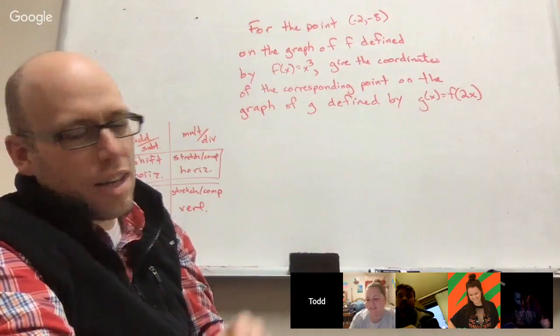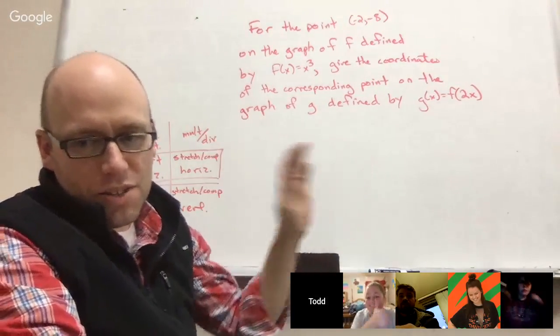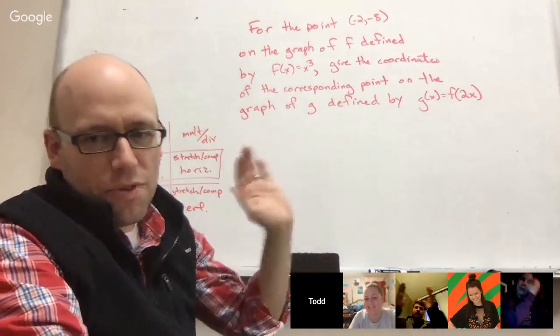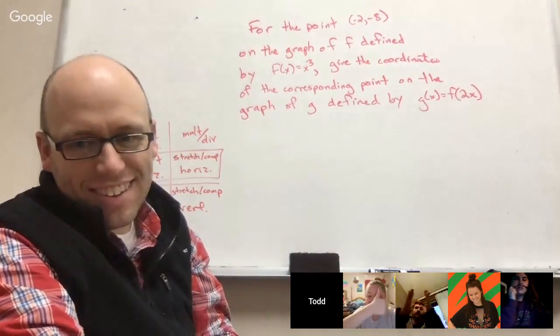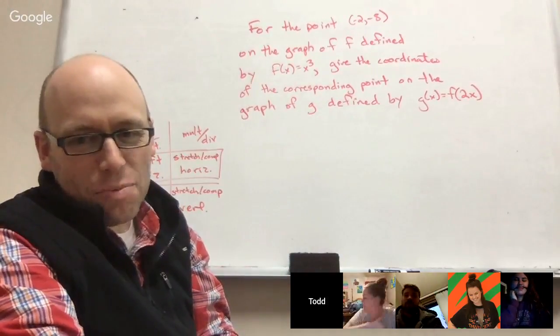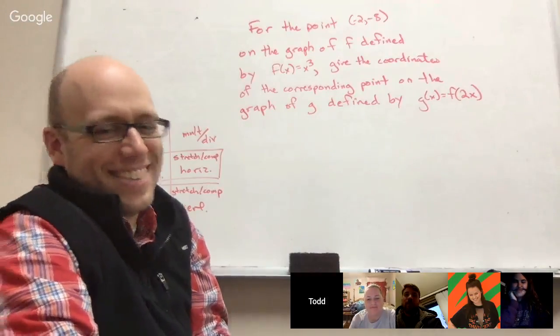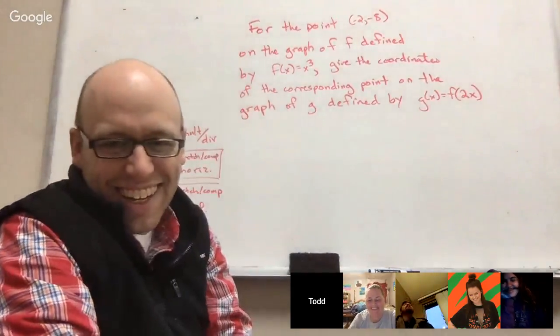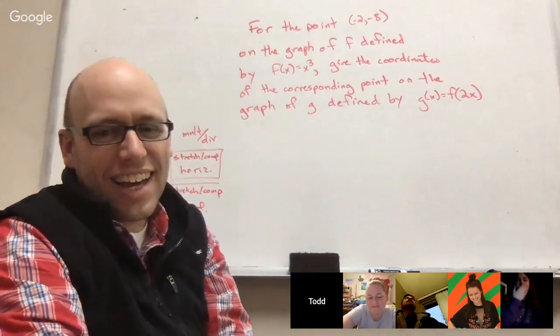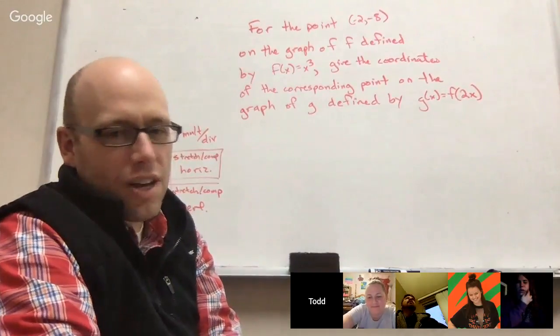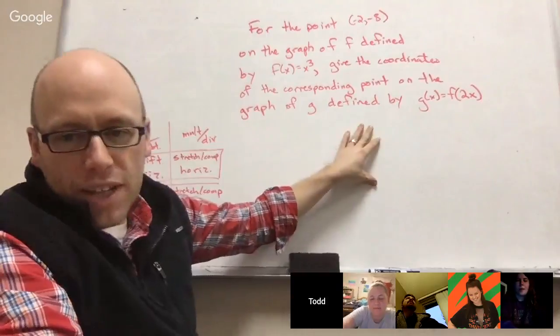All right, so I saw Melissa go like this, so I assume that means you think it affects it horizontally. All right, and now Blake has voluntarily decided to mute his so that he can make motions. It's outstanding. Gabby says stretch horizontally. Do we all agree it's going to affect the graph horizontally?